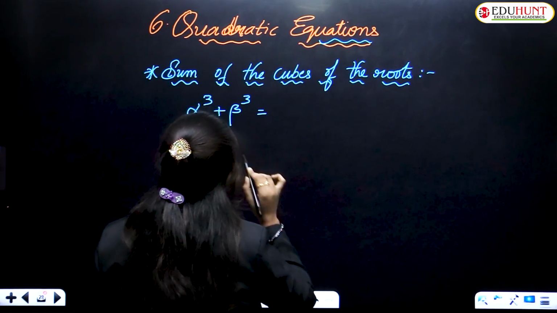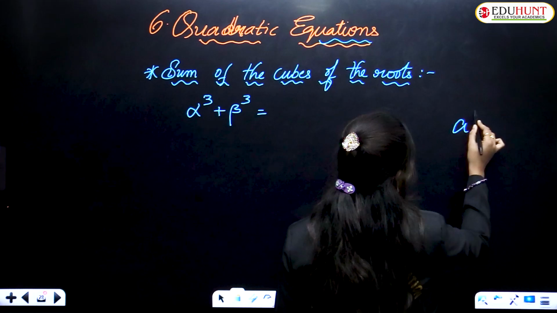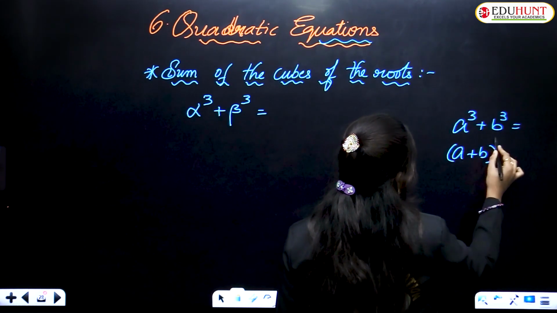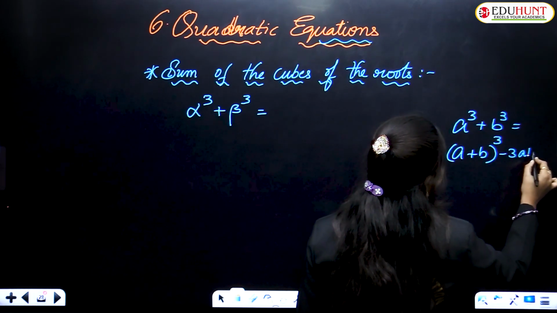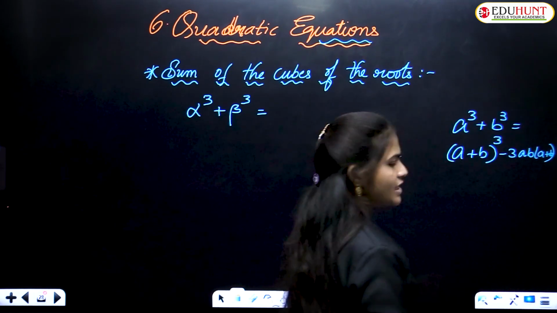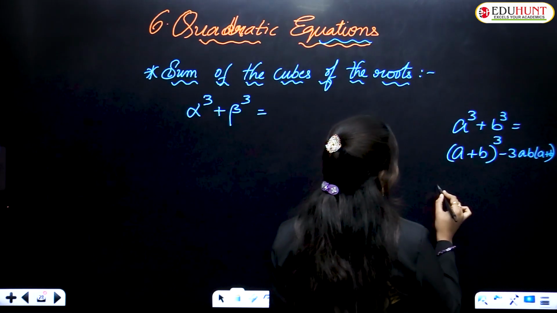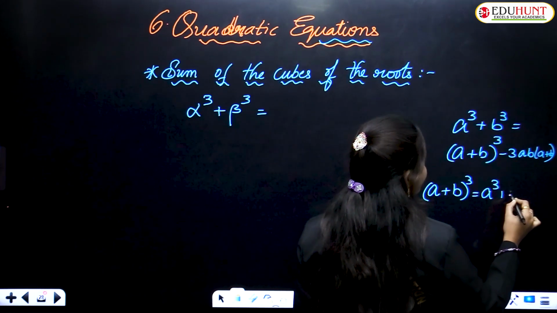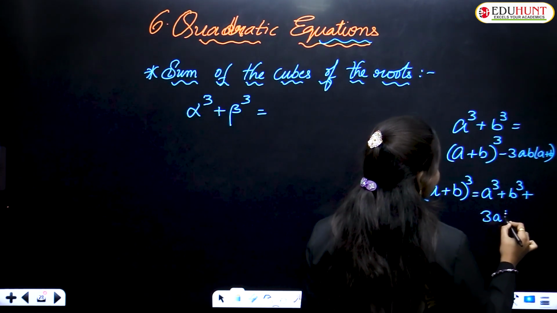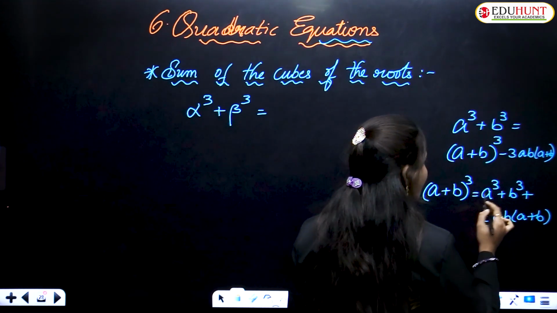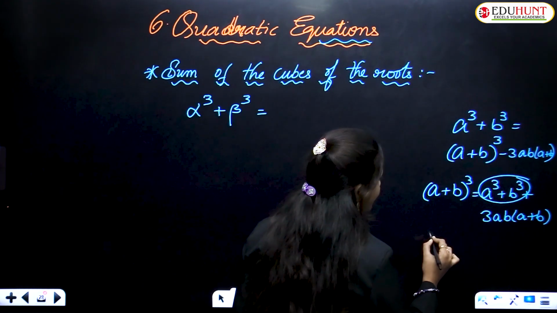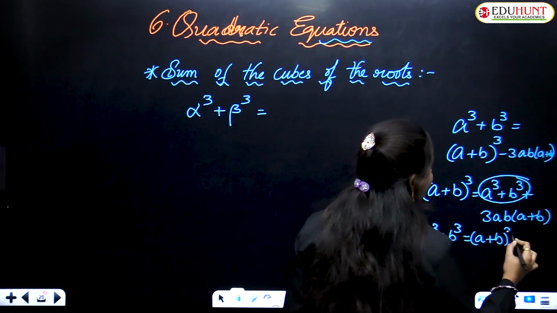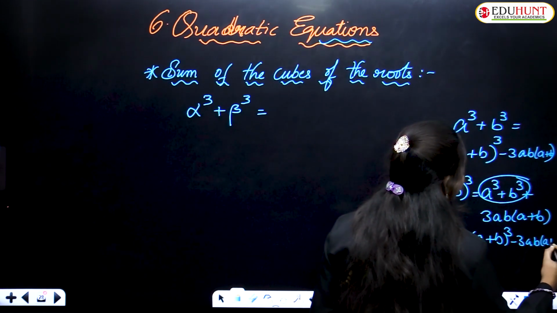Which is equal to, here this is in the form of a cube plus b cube. So what is the a cube plus b cube formula? It is (a plus b) whole cube minus 3ab into (a plus b). How did we get this formula? Actually, the formula for (a plus b) whole cube is a cube plus b cube plus 3ab into (a plus b). Now, from this we require a cube plus b cube. So a cube plus b cube is equal to (a plus b) whole cube minus 3ab into (a plus b).